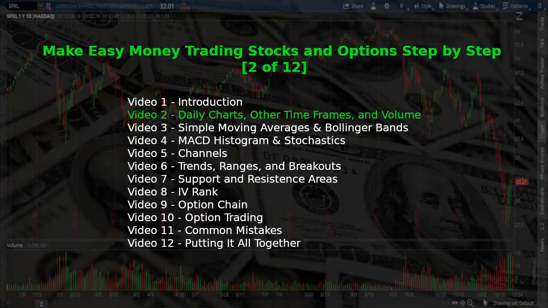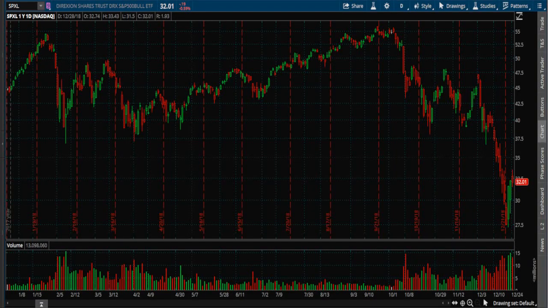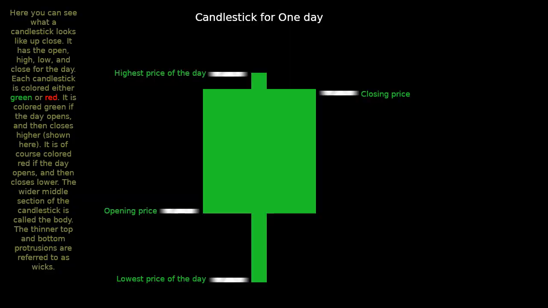In this video, I'm going to show you guys what the daily chart looks like and talk a little about other time frames. And I'll also talk about volume. It's pretty basic as you can see, but this daily chart is a good chart time frame for trading option contracts. This chart actually uses the candlestick style to display each day for the past year, shown here on this upper chart area. Here you can see what a candlestick looks like up close.